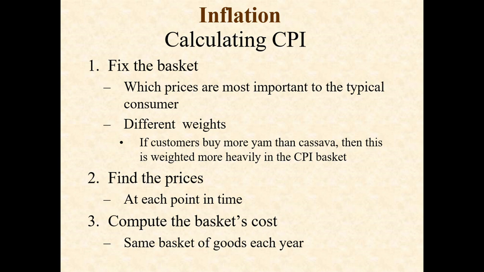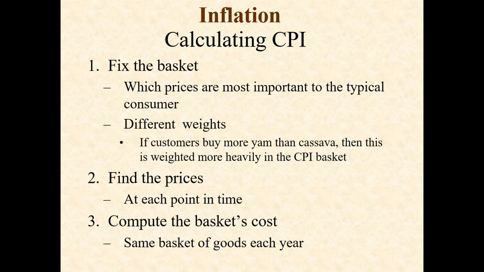To calculate it, we need to first of all fix a basket of goods and services. And in fixing that, we need to get which prices are most important to the typical consumer. For a typical consumer, what are the things he normally buys? Then we have to realize that all the things they buy have different weights. If consumers buy more yam than cassava, then it means that yam will be weighted more heavily in the CPI than cassava. After fixing the basket of goods and services, we then find the prices.